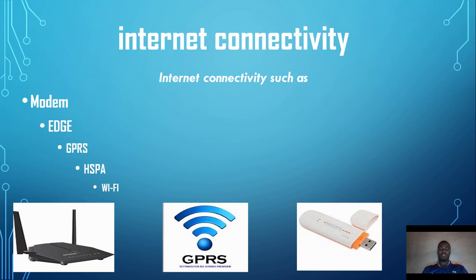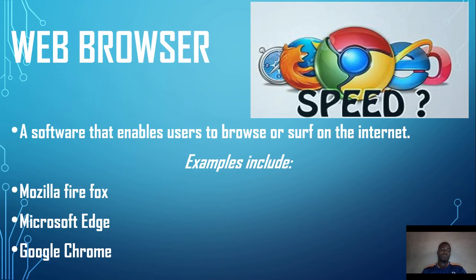We talk about internet connectivity. Unlike sending normal messages, for that one you don't use internet connectivity. So wherever you are, if you don't have internet, you can send a text message. But if you want to send an email message, you need to have a strong internet connectivity. For example, you have to connect your phone to a modem, EDGE, GPRS, HSPA, or Wi-Fi. When you connect these to your phone, you can have access to the internet and then send email messages. Second, you need also web browsers.